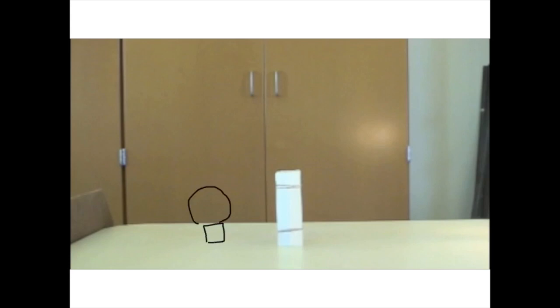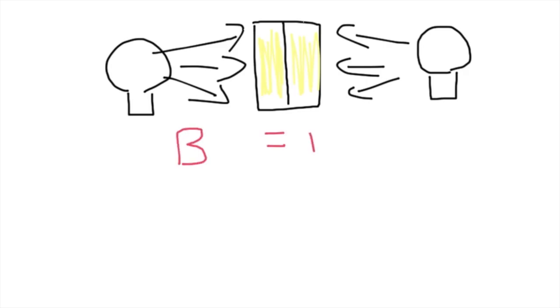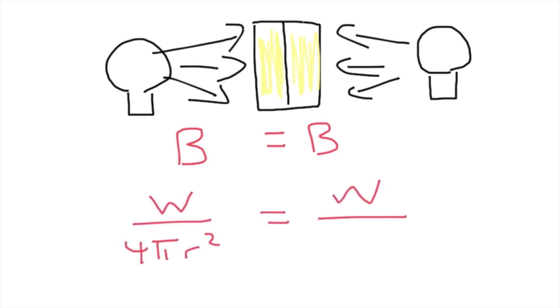Suppose I'm a certain distance away from a 40-watt bulb. How far would I need to be from a 100-watt bulb for them to look the same to me? If the brightness on each side is the same, that means the wattage over r squared on one side has to be equal to the wattage over r squared on the other side. Let's try it.